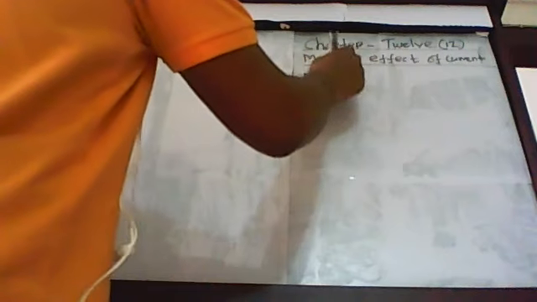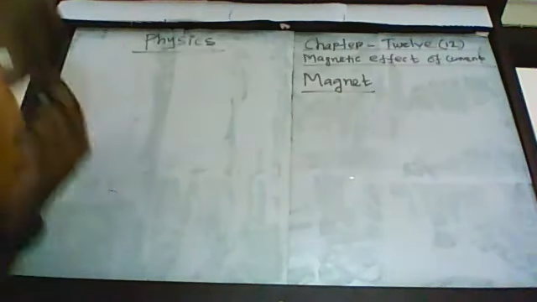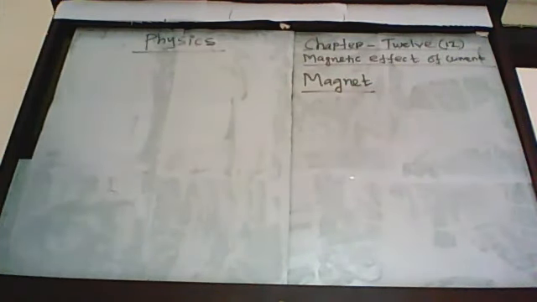Before discussing this topic, at first I need to know what is called magnet. What is called magnet? Boys and girls, magnet is a special substance which can attract iron and iron-type substances. Magnet is a special type of substance, a special type of iron oxide, which can attract iron or iron-type substances. So the substance which can attract iron is called magnet.